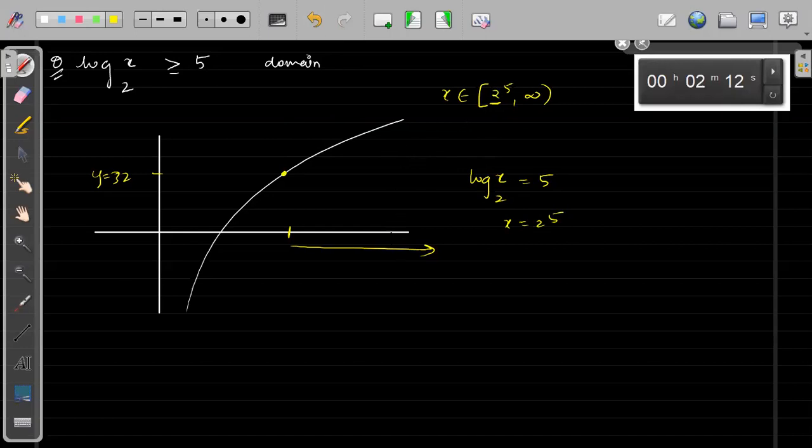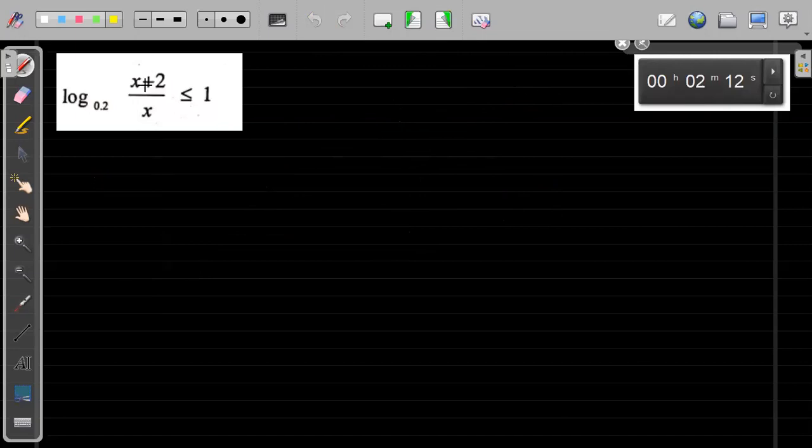I hope this one is okay for everyone. 32 included, 2 to the power 5 to infinity. Right? Everybody is able to understand? Just check this one once again. Yes, very good. Now let's see if we can solve this one. Log base 0.2 of x plus 2 by x should be less than or equal to 1.